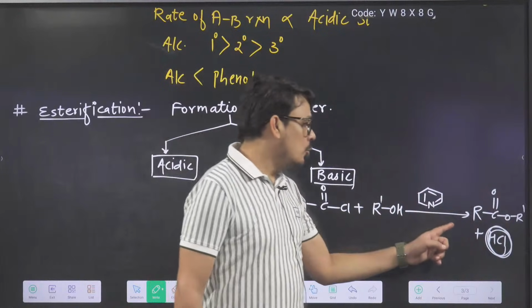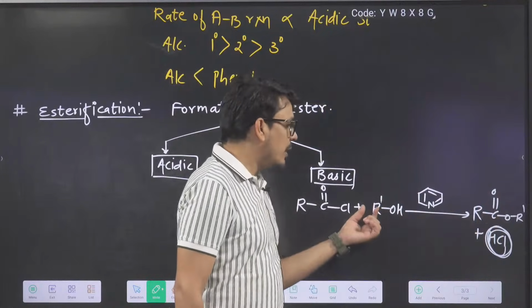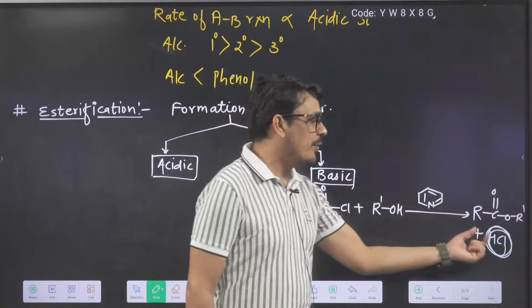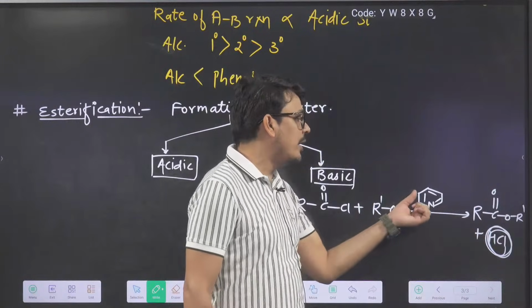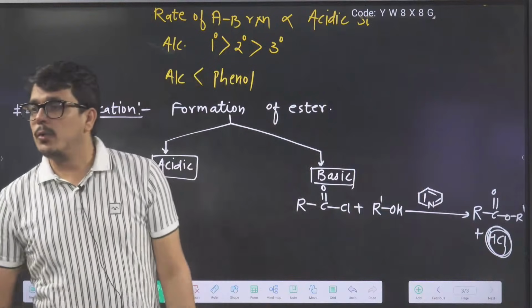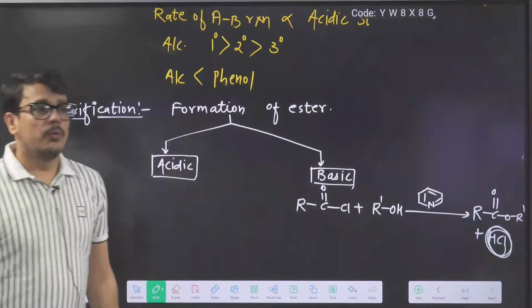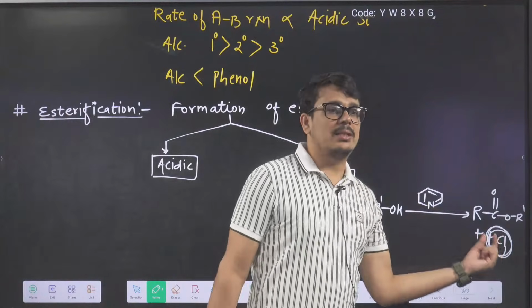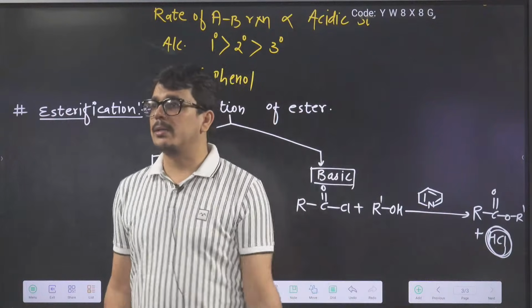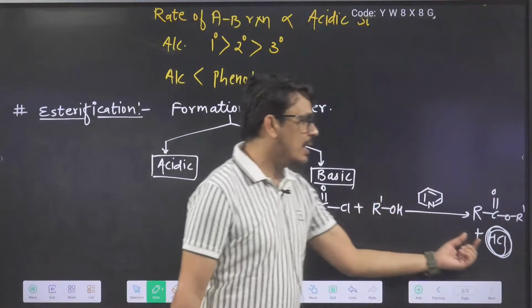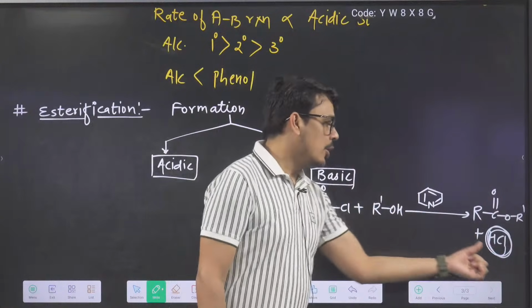Less yield. So to increase this yield, what we need to do? We need to prevent the reaction of this HCl with alcohol, and to prevent this reaction, we neutralize this HCl by adding pyridine. What did we do here? We added pyridine so that this HCl acid can be neutralized. If this is neutralized, then this reaction is not going through.